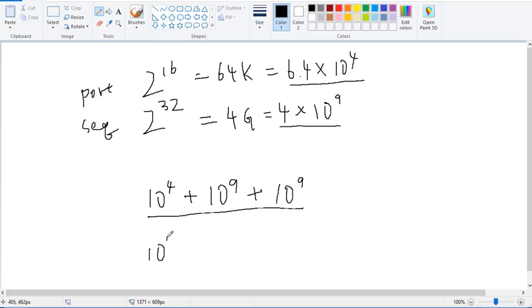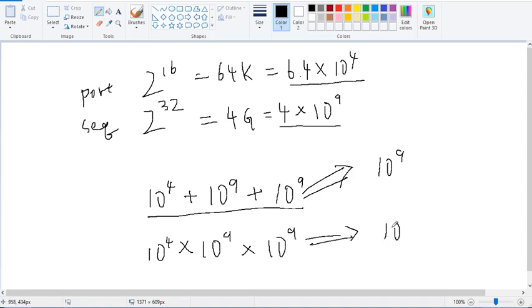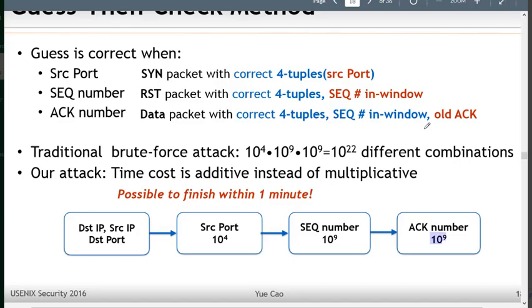The old way is 10 to the power 4 times 10 to the power of 9 times 10 to the power of 9. Can you see the difference? The difference is this overhead is only 10 to the power of 9, and this overhead is 10 to the power of 22. That is why the brand new attack designed in 2016 is so darn efficient. Actually, in their slides, they claim that they can accomplish the whole attack, the three-phase attack, within 1 minute.